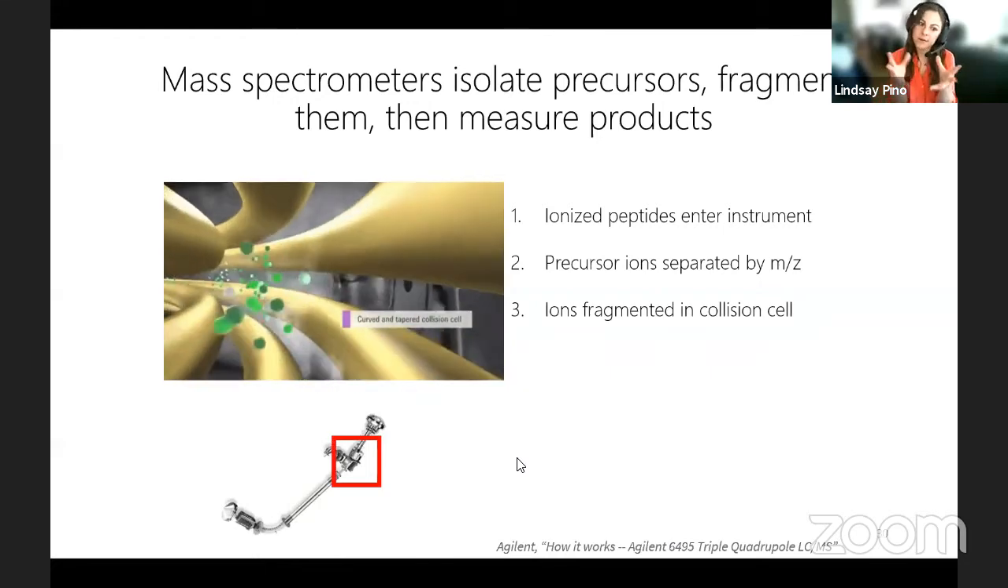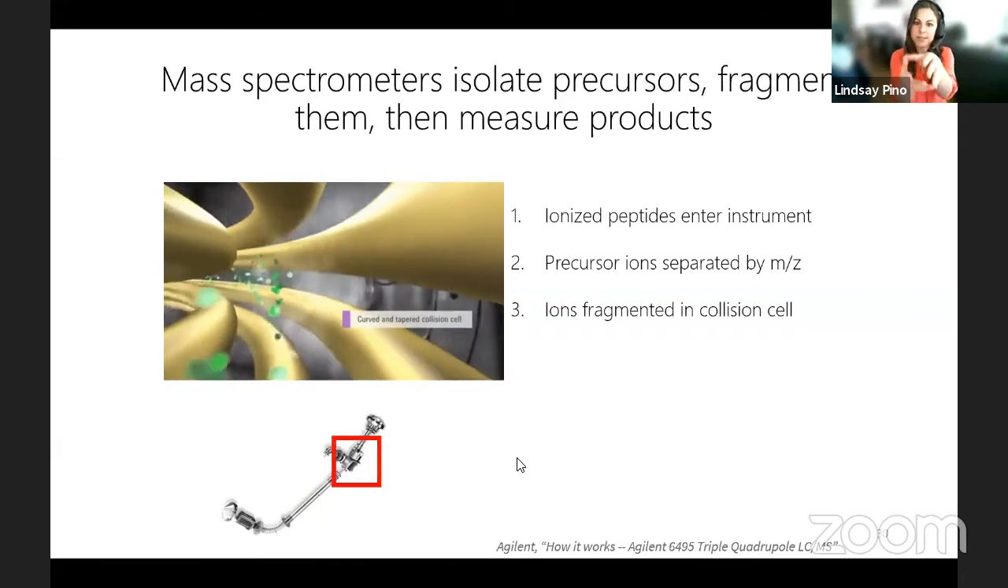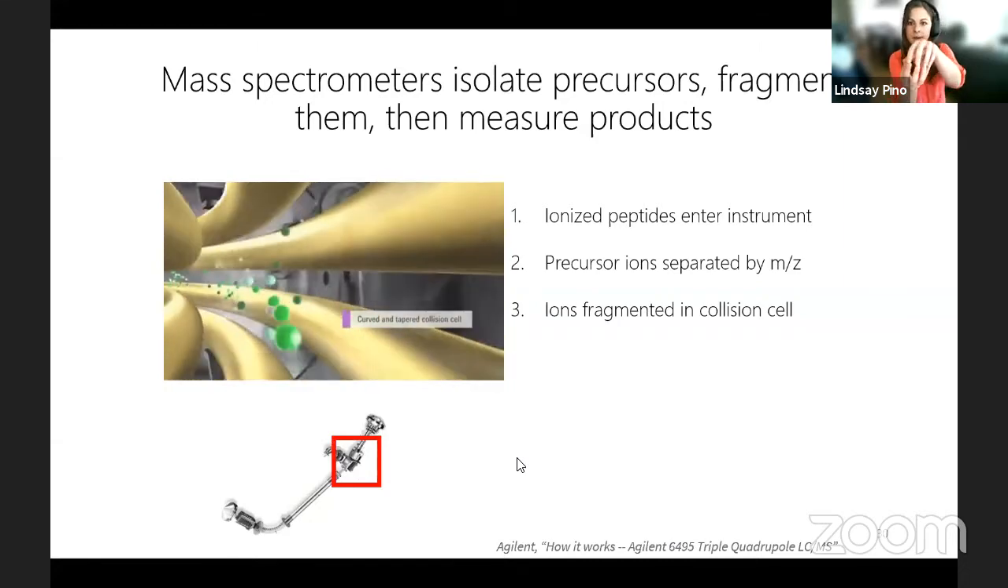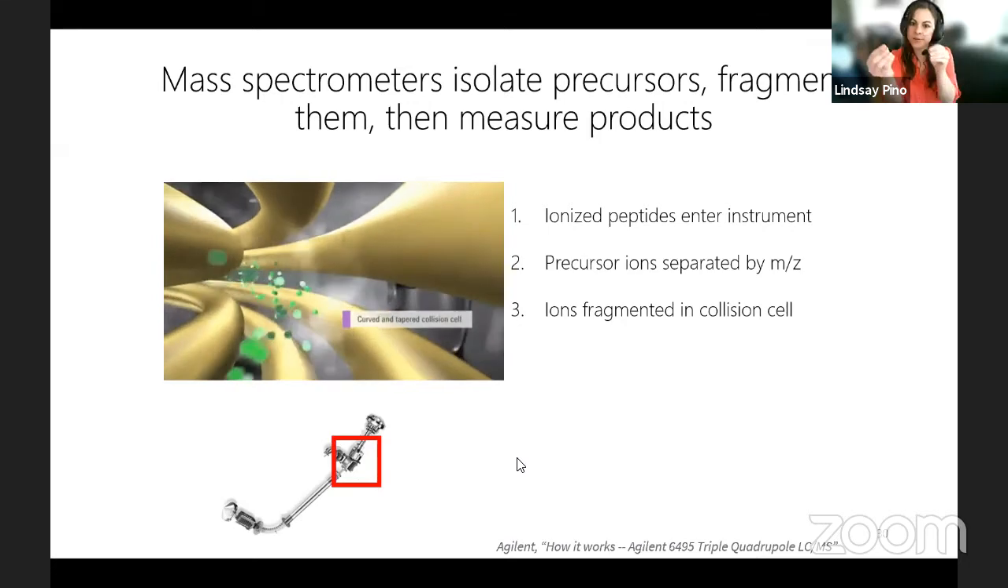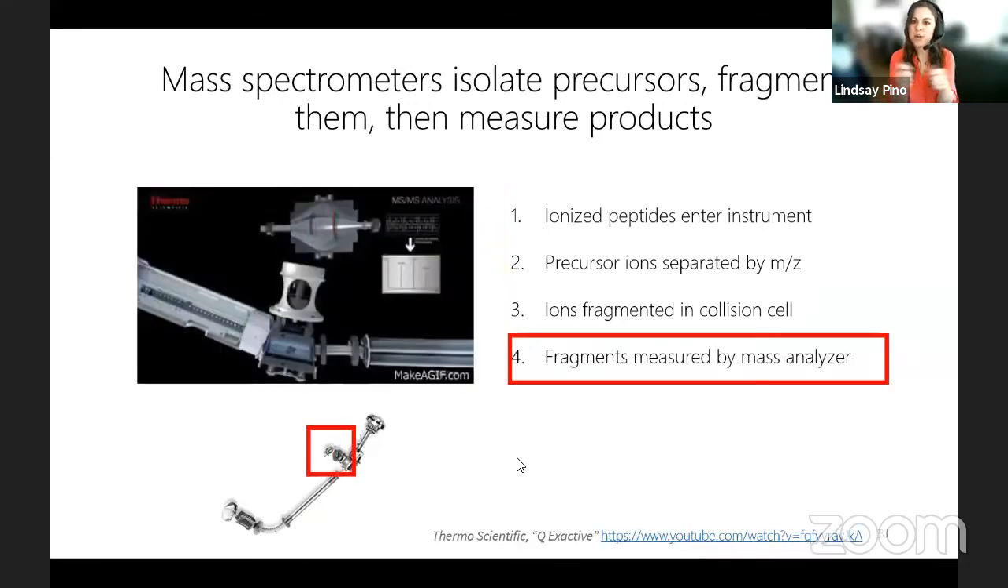We fragment the precursor. So a population of precursors in the mass spectrometer is bombarded and breaks into all of those different fragments I was showing you in the cartoon before. And then we measure all of the different fragments. Here I am actually showing you the Orbitrap, and we get a mass spectrum. So all the fragments are put together into the measurement for the MS2 fragment spectra.